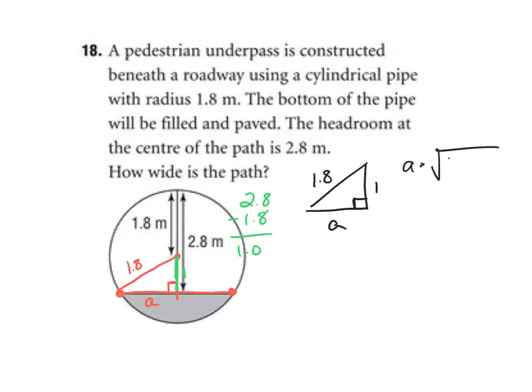So do some Pythagorean theorem. A is equal to the square root of 1.8 squared minus 1 squared. So A is equal to 1.4966, so I'll just round that to 1.5. Is that my final answer though? No. I just found half of my chord. I need to find my whole chord. So I need to multiply that value by 2, and I get a width of the path equal to 3.0 meters. And there's my final answer.